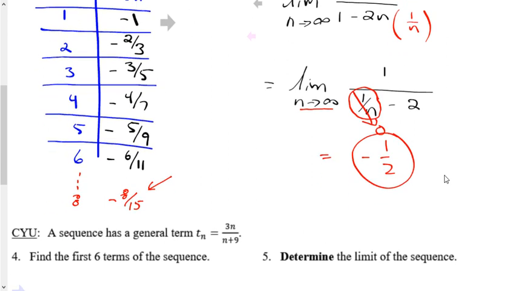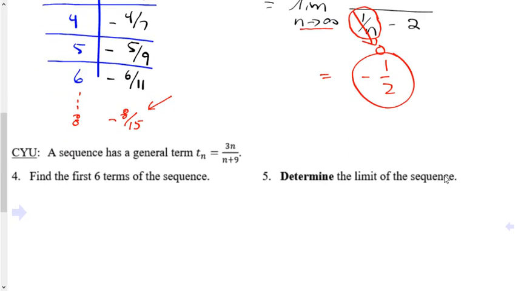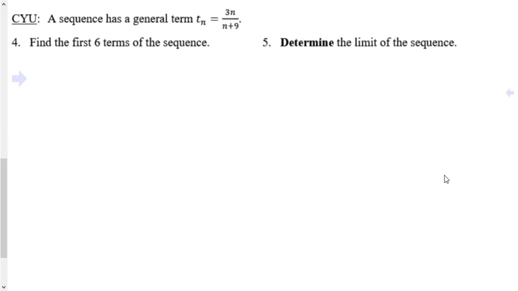So I would like you to do these two questions, similar to the two that we just did. We'll find the first 6 terms of the sequence, and then use that same strategy that we used in number 3 to determine the limit of the sequence. So I'll have you pause the video here and then restart once you've finished these two questions.